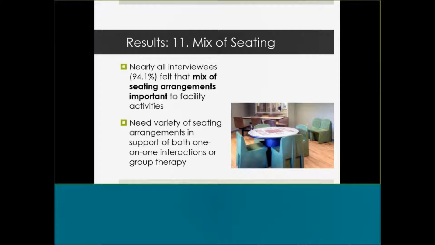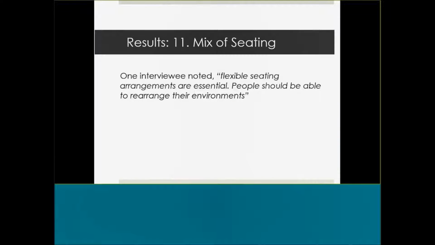It's just so easy to be critical of one another. I try not to say too many things about architects and designers. So flexible seating arrangements are essential. People should be able to rearrange their environments.